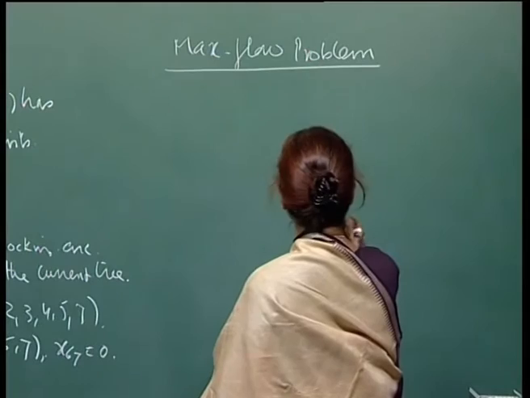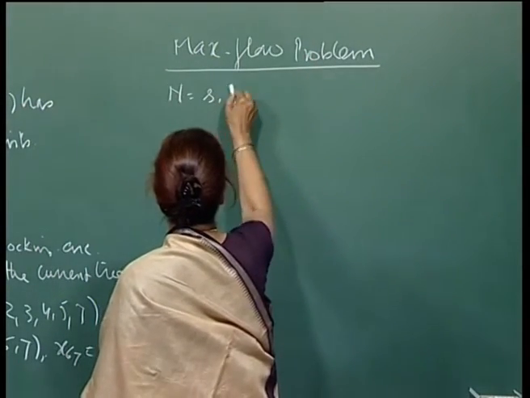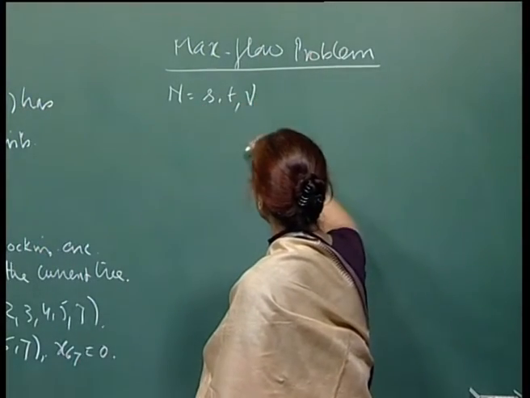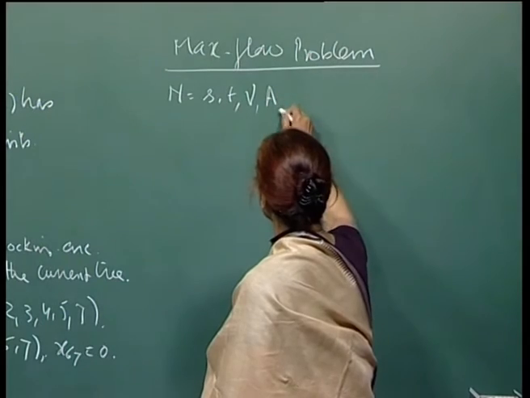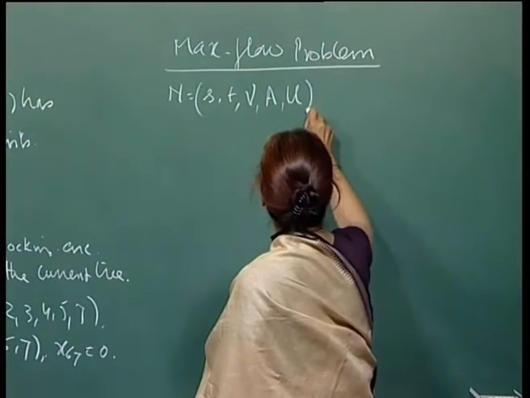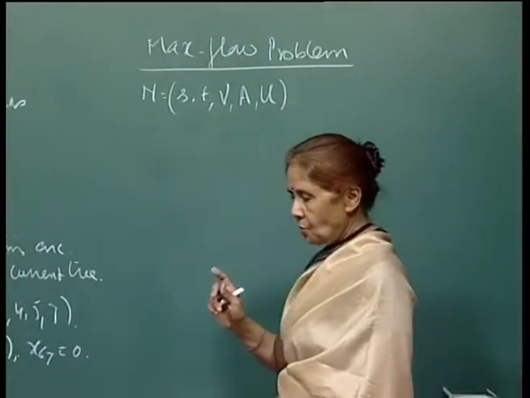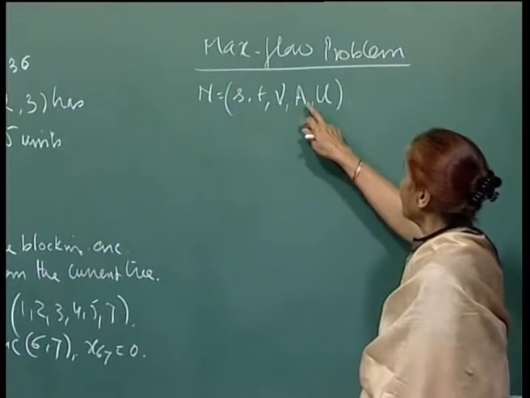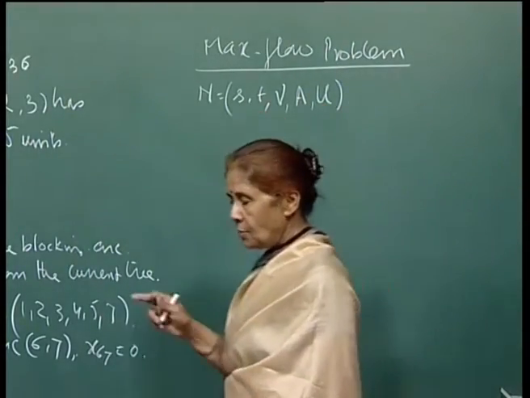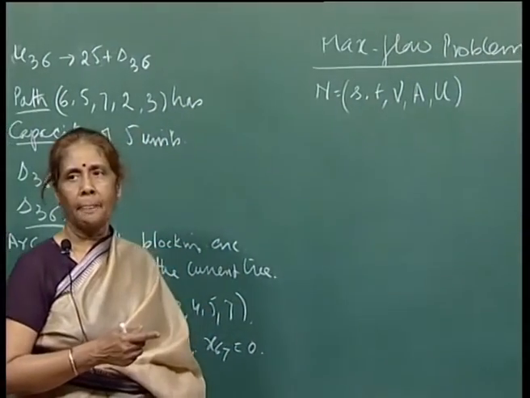So, here what we are saying is that you are given a network and you have a source node, a sink node, and these are your node set. This is your arc set, and then you have the capacities. Okay, so, no cost here. So, that means you simply have a source node and a sink node, then you have capacities on the arcs. You want to find out the maximum amount you can transport from S to T.